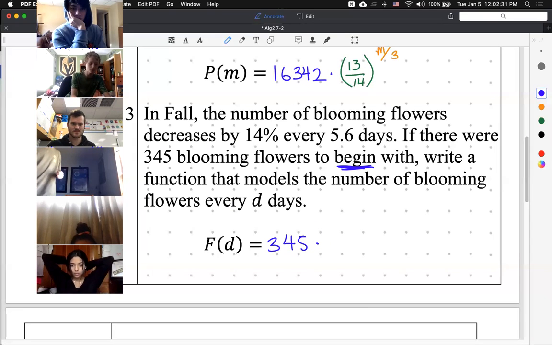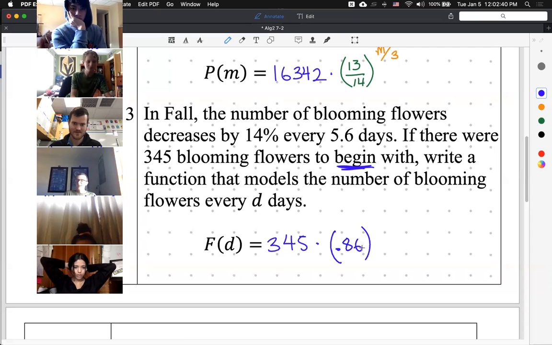So would it just be 0.14? 1 minus 0.14 is 0.86. Negative 0.8. Yeah. It's just a positive 0.86. Yeah, you should never have a negative base down here because, as Charles and I were talking about earlier, that'll make your number flip flop between positive and negative, which doesn't make sense for population.